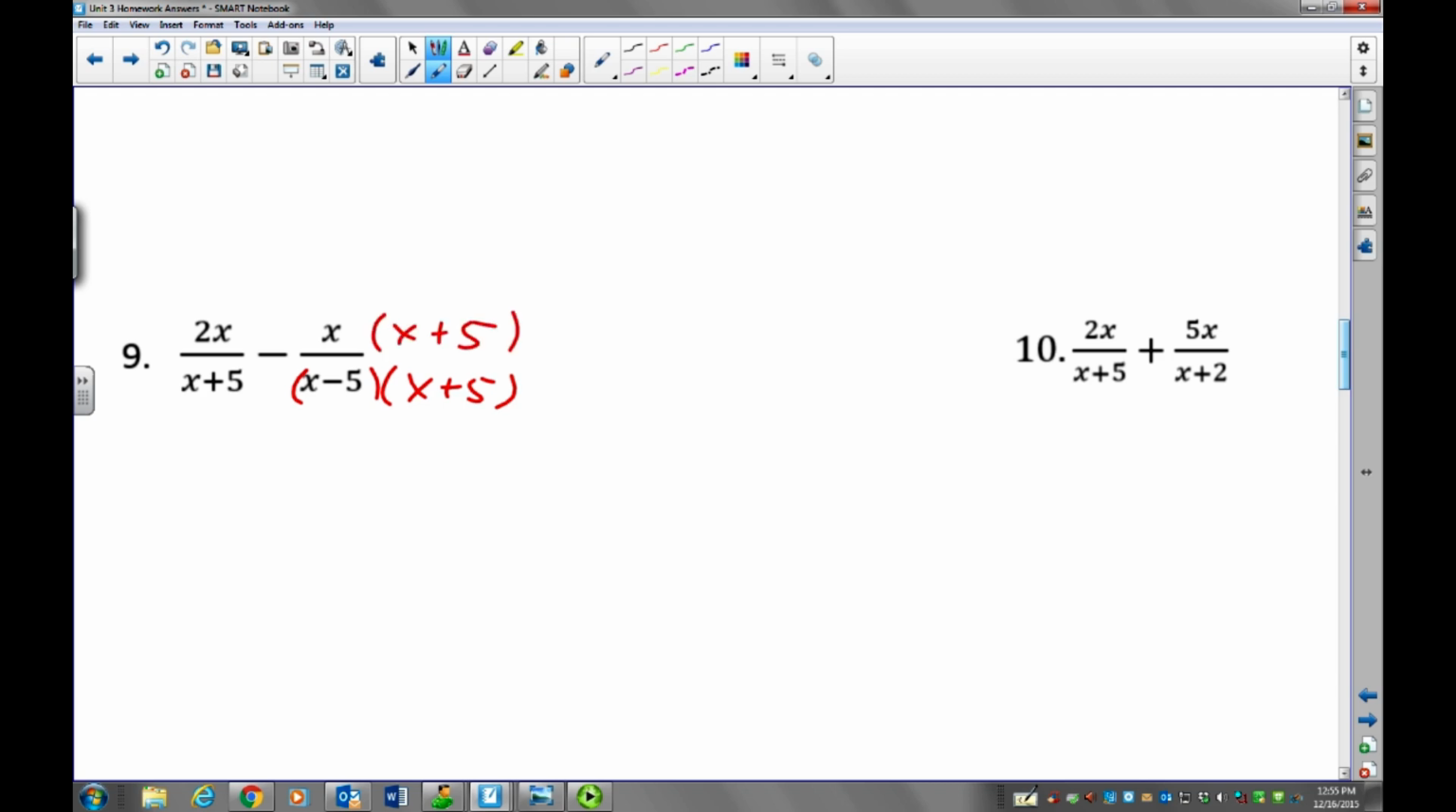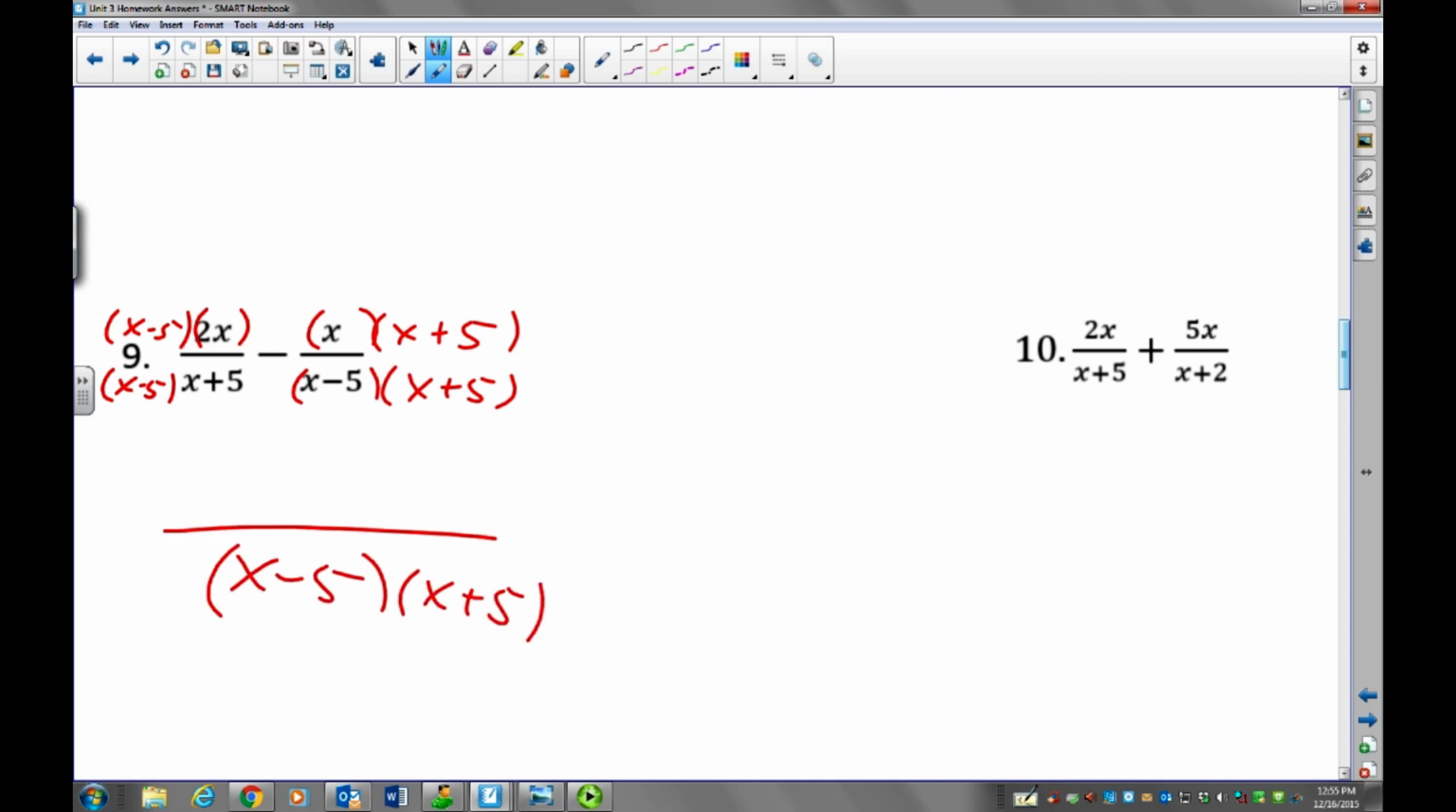And then on this side, it's missing the, what? It's missing the x minus 5 on this side. So we'll multiply those together with their own individual parentheses. So that means we can write the whole thing over x minus 5 times x plus 5 on the bottom. And then multiply it through.